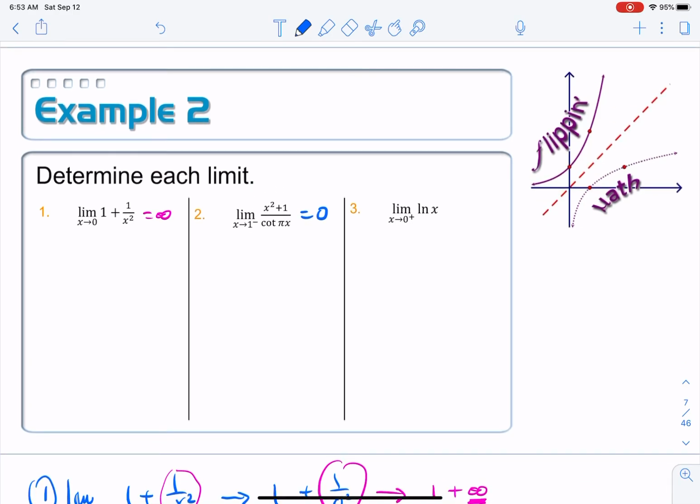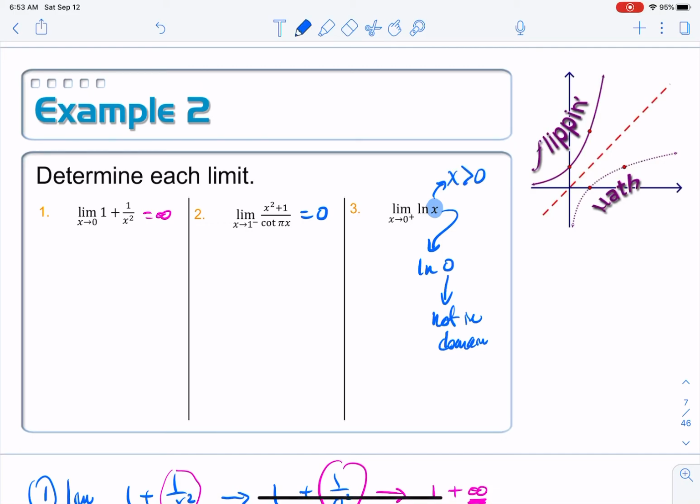The limit as x approaches 0 from the right of the natural log of x. So a direct substitution would give us the natural log of 0, which is a no-no because that is not in the domain. Remember, the domain for natural log is x has got to be greater than 0.